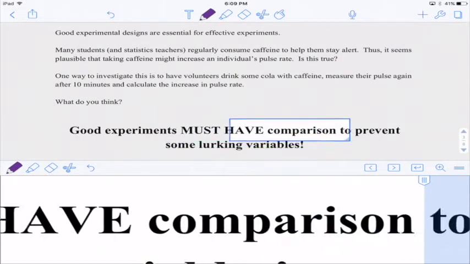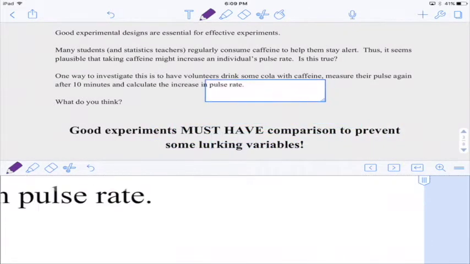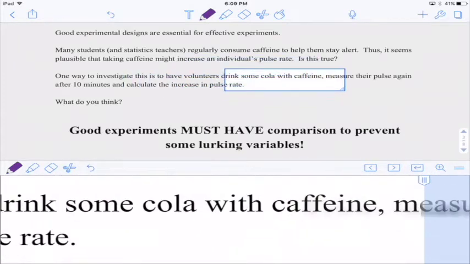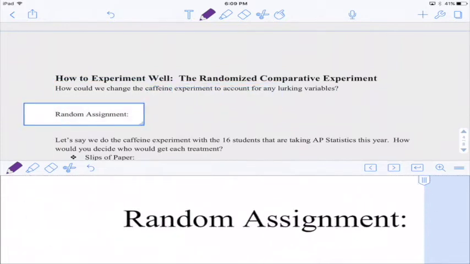Good experiments must have some comparison to prevent lurking variables. This does not compare the different pulse rates. What we need to experiment well is that random assignment.